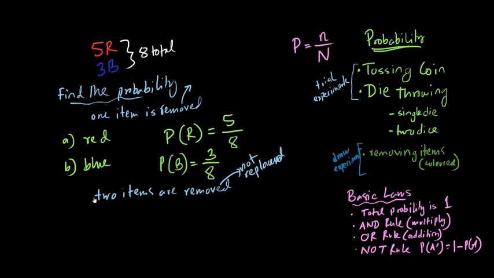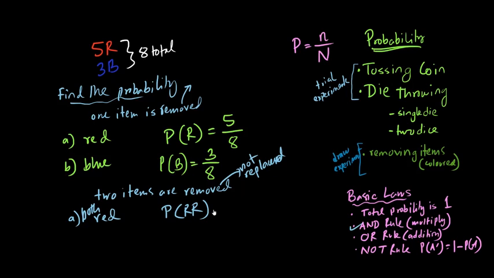So this is the first time. 2 items are removed, not replaced. So what is the event? The event is going to be: the first one is red and the second one is red. So both red. There is no permutation happening over here. Both red means RR, red and red. When you write the 2 letters side by side, in terms of probability terminology, RR means the AND rule. So we are going to use the AND rule. That means you multiply each probability.